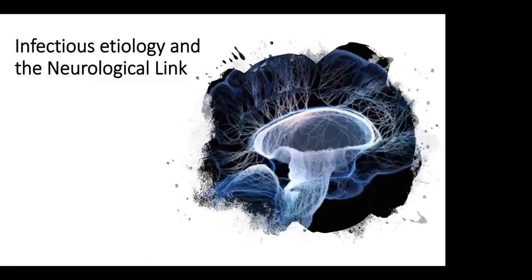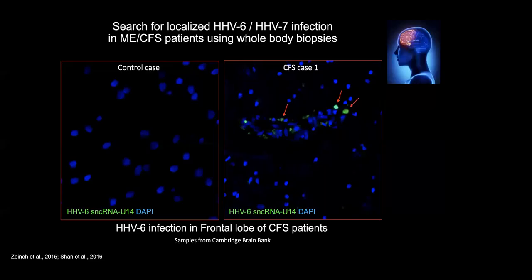Now, we heard the last talk from Mike regarding the neuronal link. So we are also trying to see if there is infection in the brain, because these viruses are neurotropic viruses. We got a nice cohort of samples from the Cambridge Brain Bank, with biopsy sections from the entire body of 6 ME/CFS patients and 6 age-matched controls, and we're trying to see if we can find a localized infection of HHV6. Very interestingly, in this preliminary study, we found one case with active viral infection, by looking at the small non-coding RNA U14 in the frontal lobe of this patient.